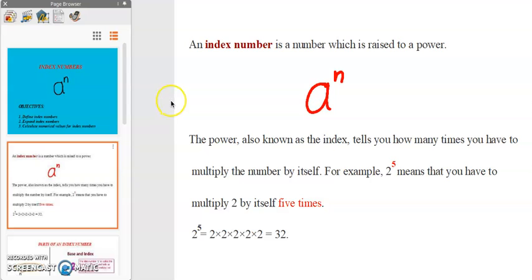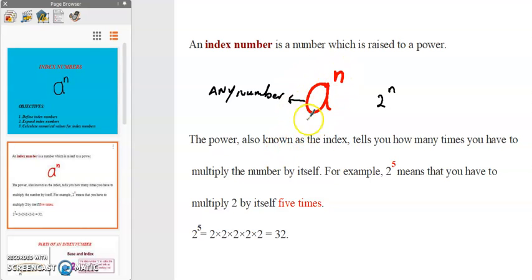Alright, so an index number is a number which is raised to a power, right? And the form that you see here, I use A because A can represent any number. A can be any number. So I didn't write something like 2 to the n, because if I had written 2 to the n, then this would seem as if it only applies to the number 2. So I use a letter instead. So A can be any number, right? So I actually chose that.